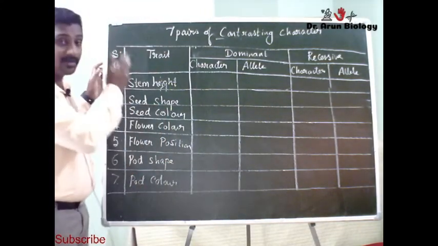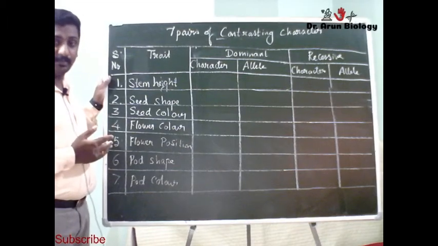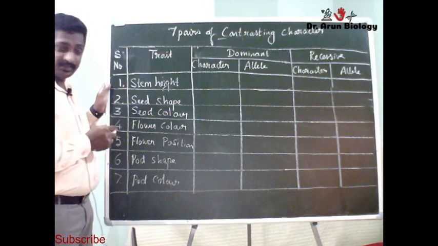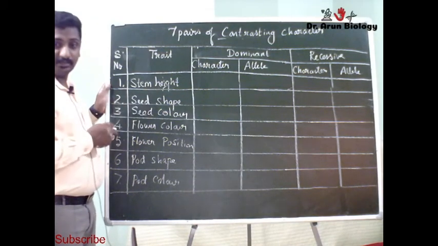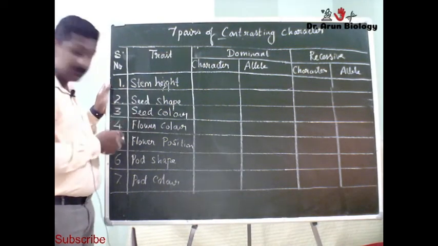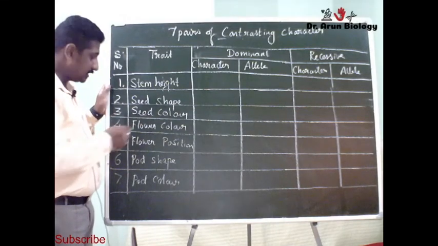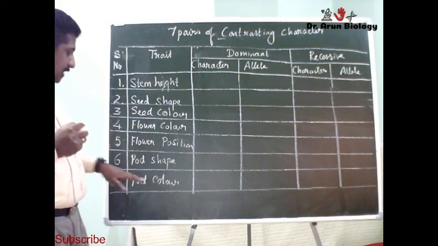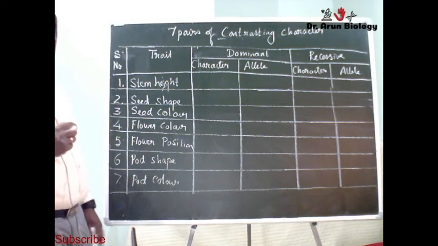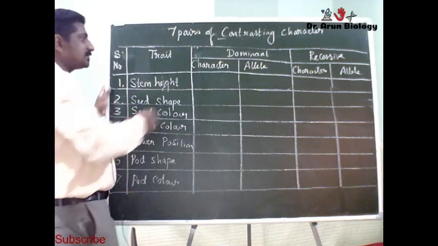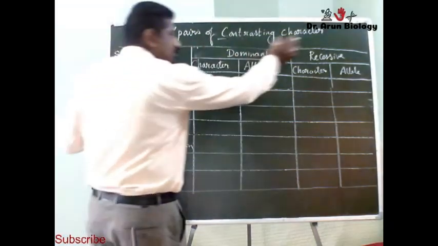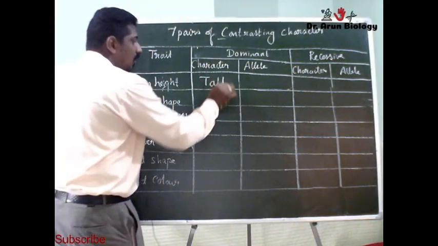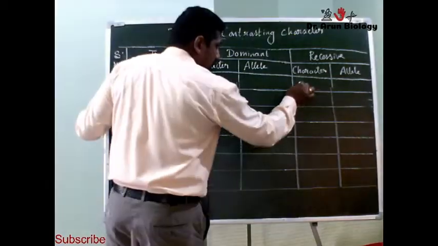So these are the 7 pairs of contrasting characters taken by Gregor John Mendel. The first one is stem height, the second one is seed shape, the third one is seed color, the fourth one is flower color, the fifth one is flower position, the sixth one is pod shape, and the seventh one is pod color. I'll tell you about all this. In this, for everything he saw some contrasting traits. Stem height: he saw that tall was dominant over dwarf.